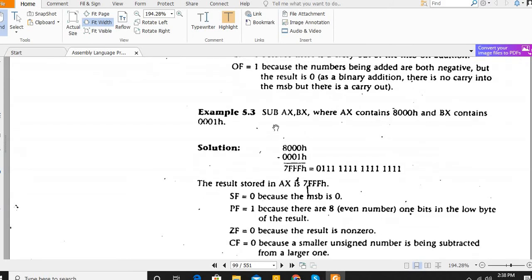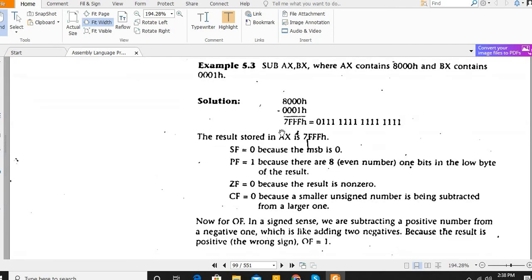Now another example, subtraction AX, BX. Here you see AX contains 800 and BX contains 001. So 001 is actually a small number compared to your 800 hexadecimal number. So here 800 is a big number and the other is a small number, so the result will not be negative, right?